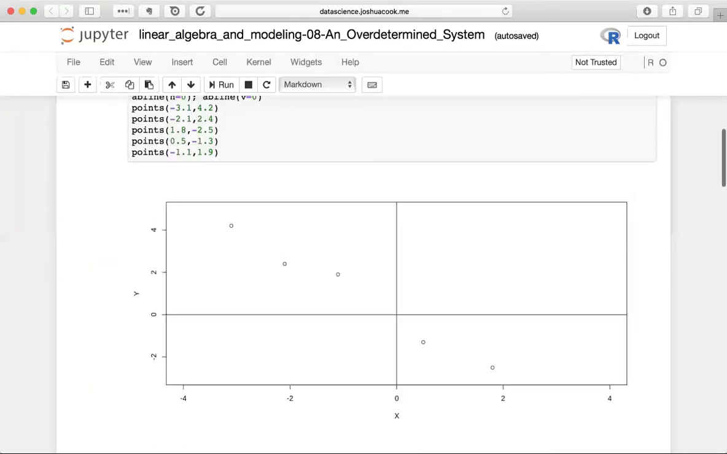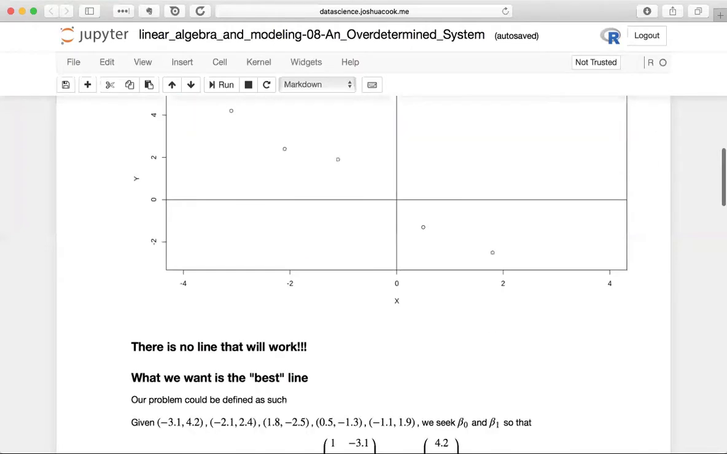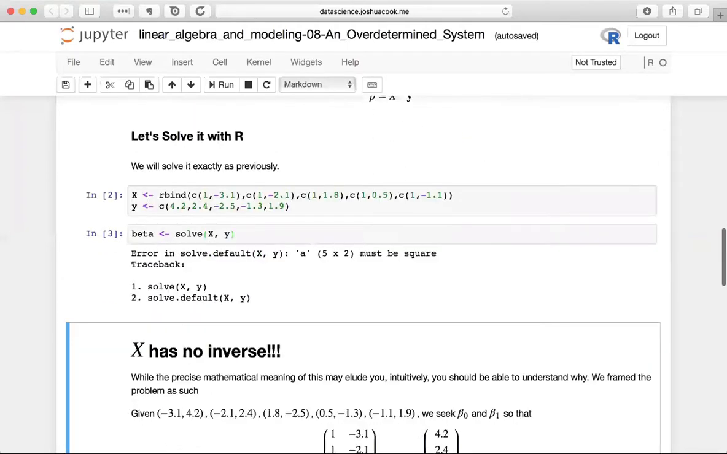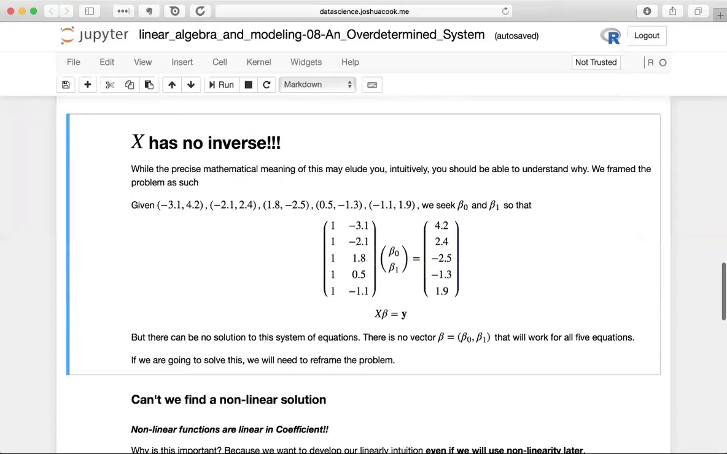There's no one line. Maybe we could draw some sort of squiggly line that goes through all of them, but we want a single straight line that goes through all 5 of these points, and that doesn't exist. There is no inverse for this.